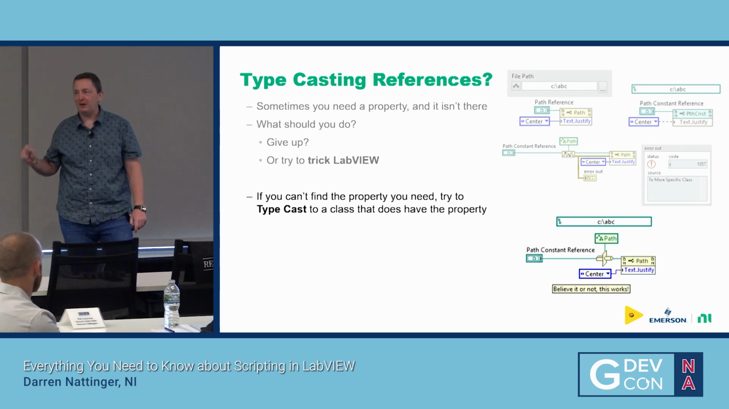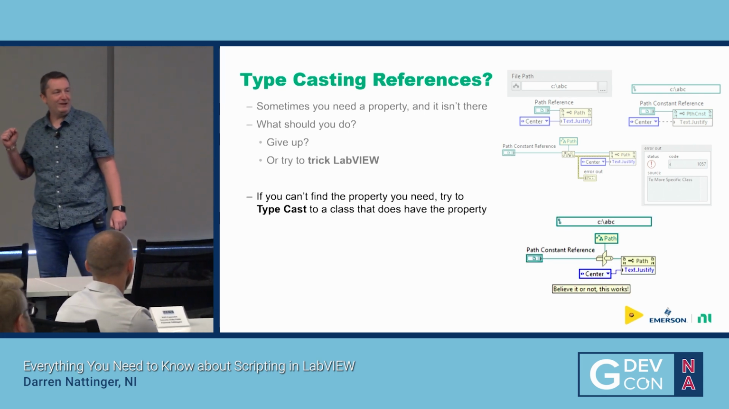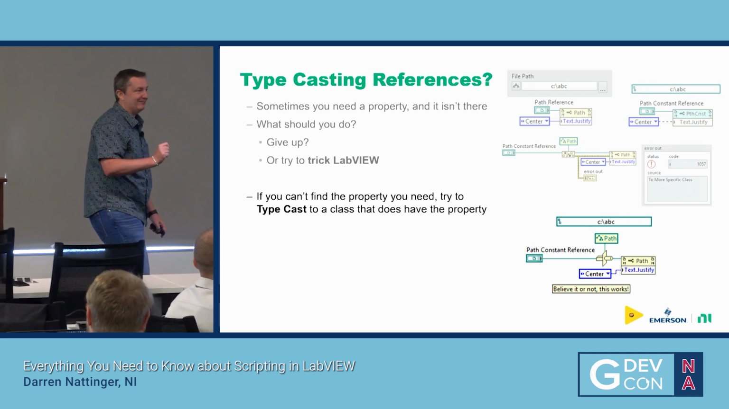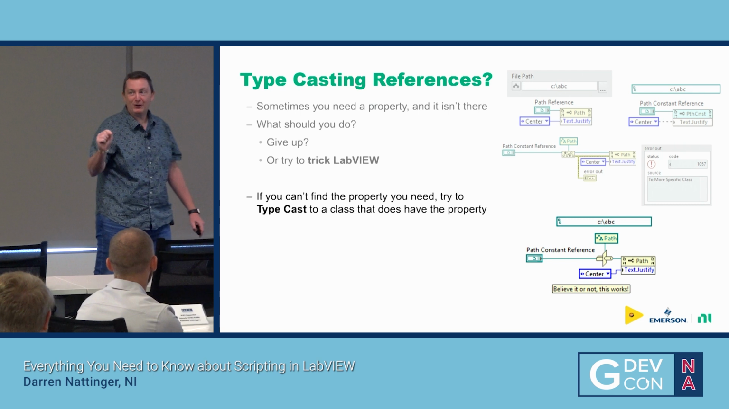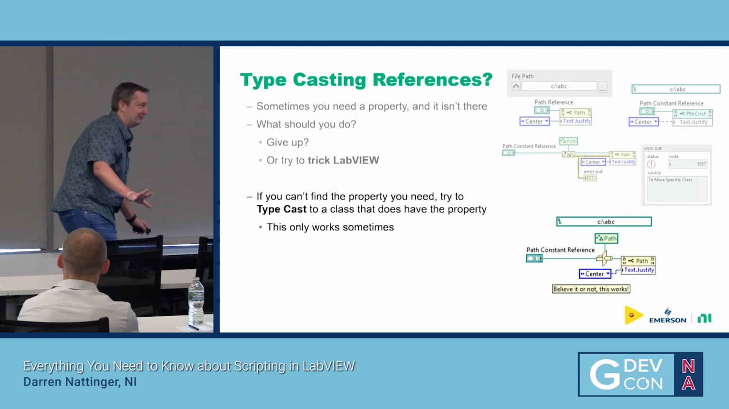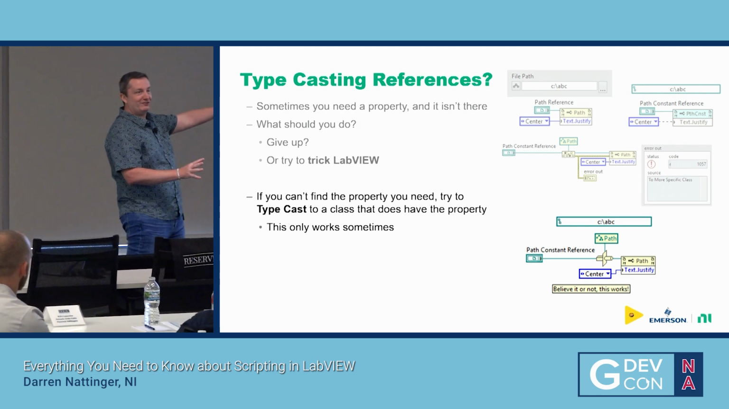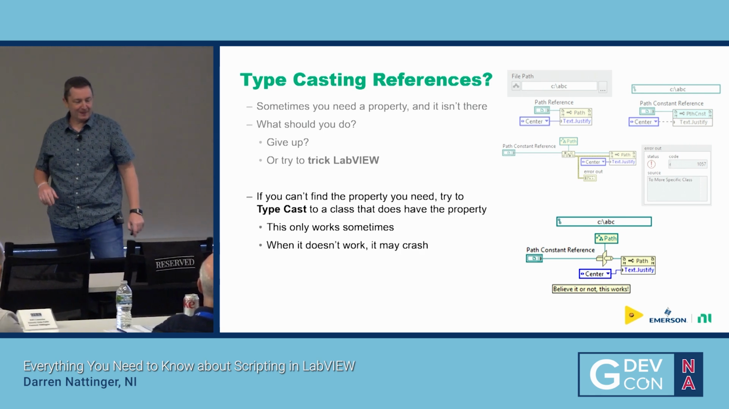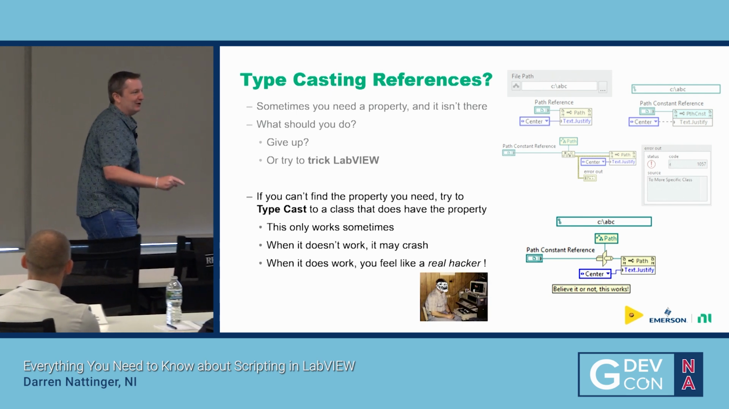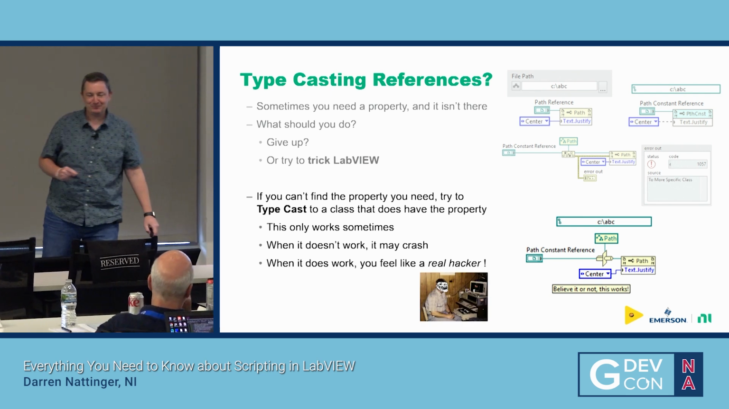Believe it or not, this block diagram actually works. We take a path constant, we typecast it to the path class, which has the property we need. We call that property, and that works. Now, it only works sometimes. This is a case that I know works, and I've used it before. When it doesn't work, you might crash LabVIEW, all right? But when it does work, you feel like a real hacker, and it's awesome.